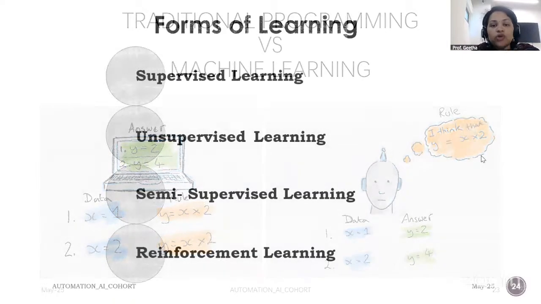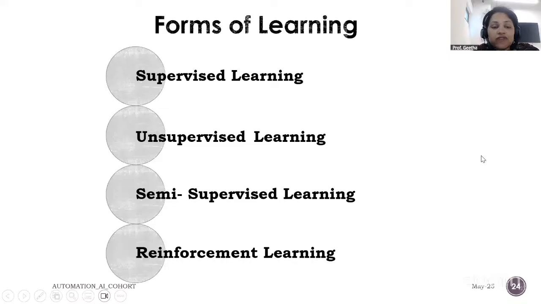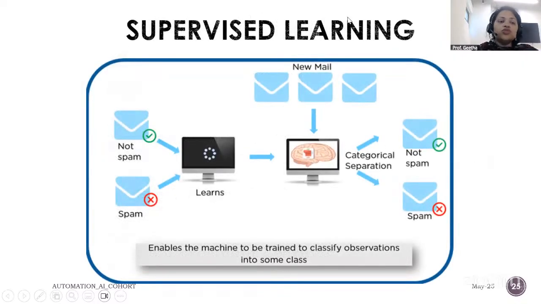So when I talk about machine learning, we have different types, different forms of machine learning, for some of which I'll show code. So first comes supervised learning, unsupervised learning, semi-supervised learning, and reinforcement learning. So these are some of the major learning types in machine learning. So when I talk about supervised learning, what is supervised learning? From the name itself, you can identify that I'm going to make my machine learn with some supervision, right?